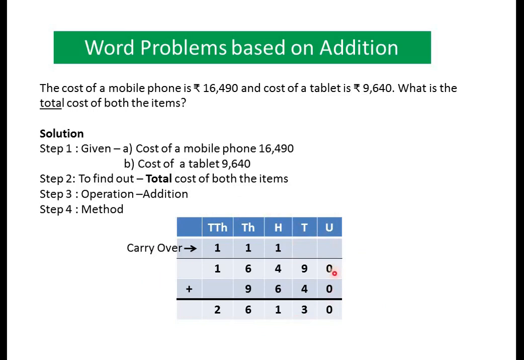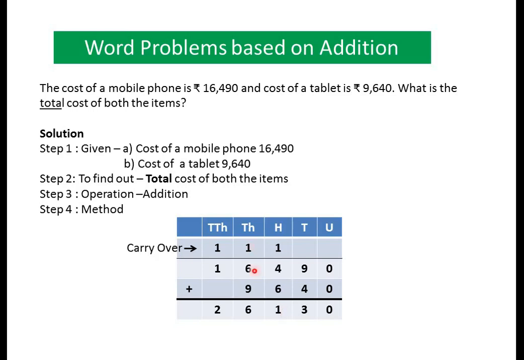0 plus 0 is equal to 0. Then add the digits in tens place. 9 plus 4 is equal to 13. So write 3 in tens place and carry 1 to hundreds place. Now addition of hundreds place. 4 plus 6 plus 1 is equal to 11. So write 1 in hundreds place and carry 1 to thousands place.